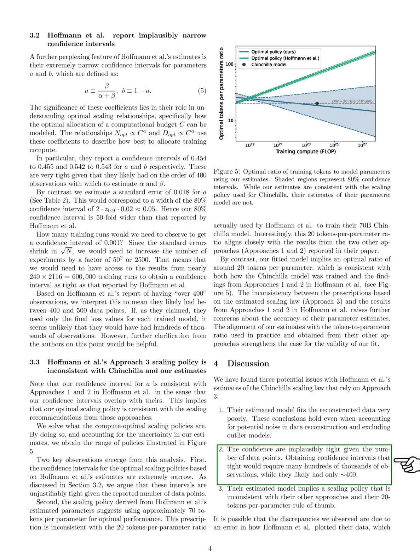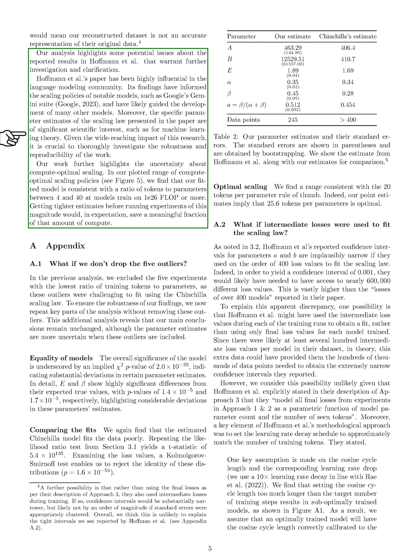Hoffmann et al.'s paper has had a significant impact on the language modeling community, influencing scaling policies of models like Google's Gemini suite. It is crucial to ensure the robustness and reproducibility of such influential research. Our work underscores the uncertainty in compute optimal scaling, showing a consistent model fit with a token-to-parameter ratio between 4 and 40 for models trained on 1E26 FLOP or more. Obtaining tighter estimates before large experiments could lead to substantial compute savings.